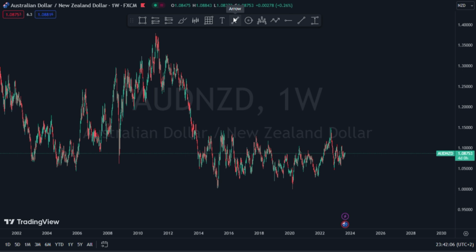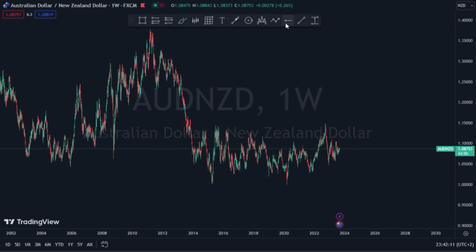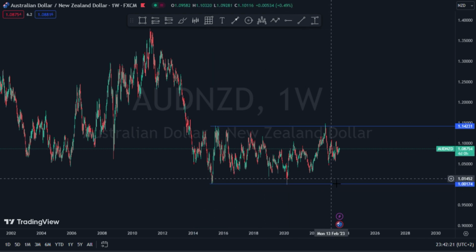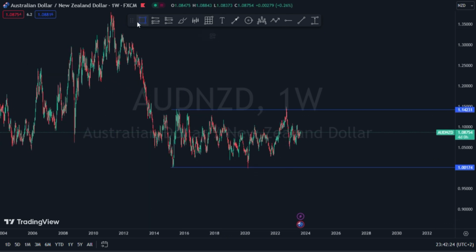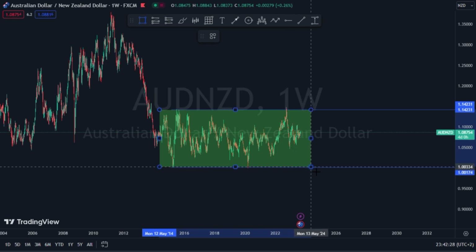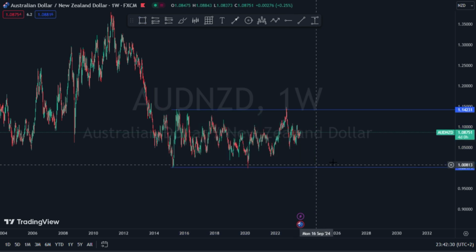So within this AUDNZD, I can already take that level right there as my area of value, and that area right there as my area of value, right? So we can now see that we have a clear sideways market movement, right? This is a sideways market, right?